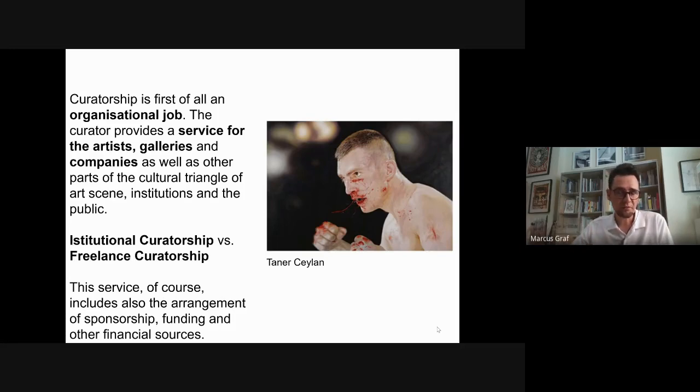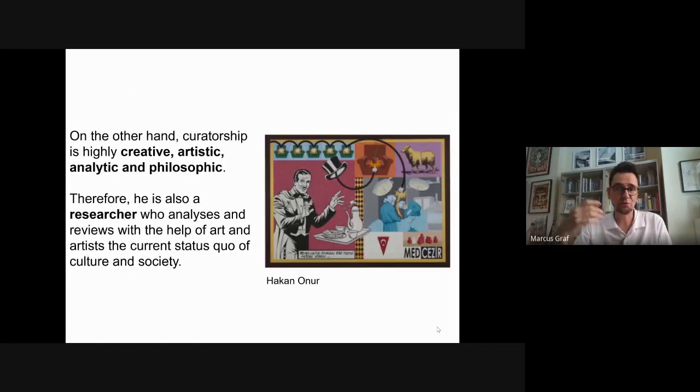On the other hand, institutional curators work for museums, galleries, mostly on a contract basis, 1 year, 3 years, whatever. And then obviously you have to come up with a program for the institution, and this program should have some kind of balance between the exhibitions. It should be in balance with the identity of the institution and so forth. And obviously this service also includes the arrangement of sponsorship funding and other financial sources.